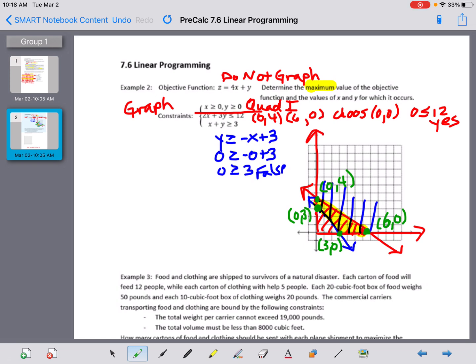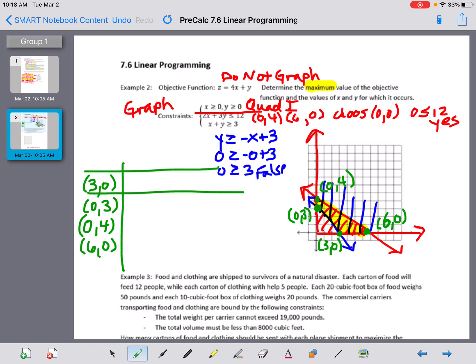Okay, this is where I now take those as my border points and put them into my objective function. So I always say I like to start at the bottom, right? 3, 0, I'm going around clockwise, 0, 3, 0, 4. It's important that we use all of them, okay? 6, 0. And I'm working with my objective function, which was z equals 4x plus y. So 4 times my x, which is 3, plus my y, which is 0, gives me 12.